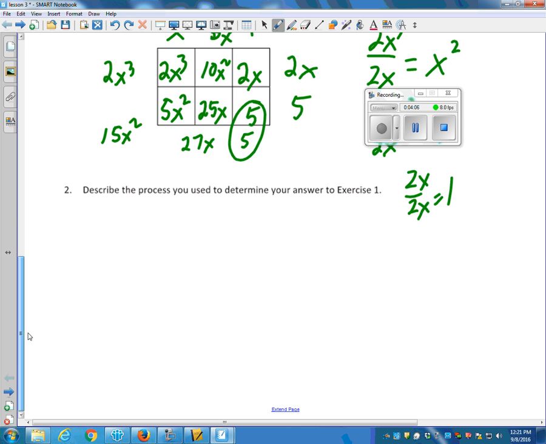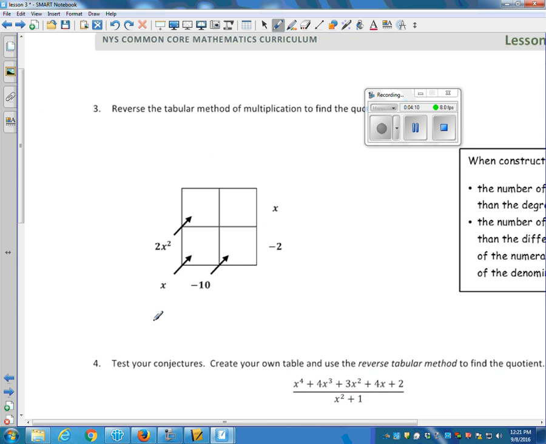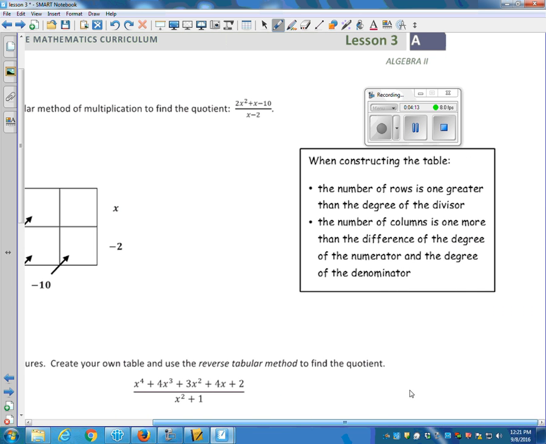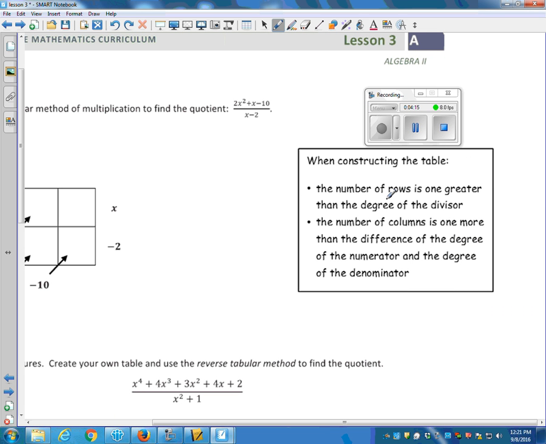Now, this is important stuff. So important, I made a little box for you and put some words in it, right here. And this is the box you really need to know if you're going to be successful at division. How big of a box do you make? Because we're going to start with the box and then do the division. You have to know how many rows and how many columns. So the number of rows is 1 more than the degree of the divisor.